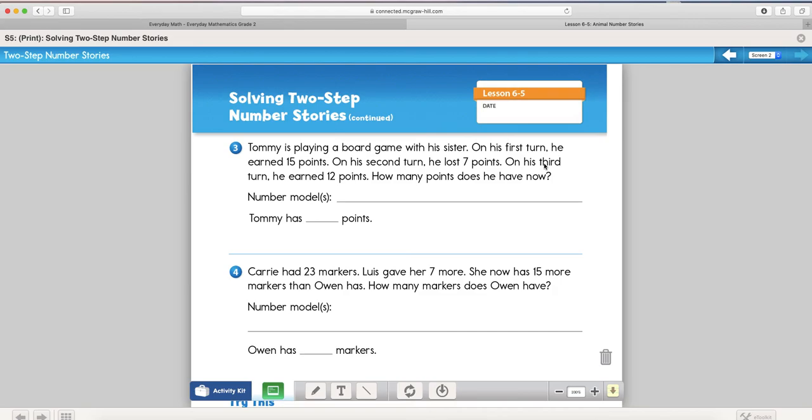What did he do with those 7 points? What happened with them? We lost them. Yeah, he lost them. So think in your mind, your brain already knows, hey, if I lose something, it means it's not there anymore, right? So we're going to start with 15.